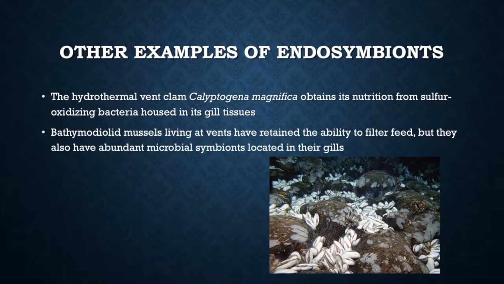So tube worms are the main focus of what a lot of people use for endosymbiont, but there also are vent clams that obtain nutrition from sulfur oxidizing bacteria, and they're held in the gill tissues. And this is the same case for a lot of vent mussels, but the cool thing about the mussels is that they retained their ability to filter feed. So they not only have the bacteria living in their gills to give them energy through chemosynthesis, but they also have filter feeding so that they can pick up microbes from the surrounding environment.